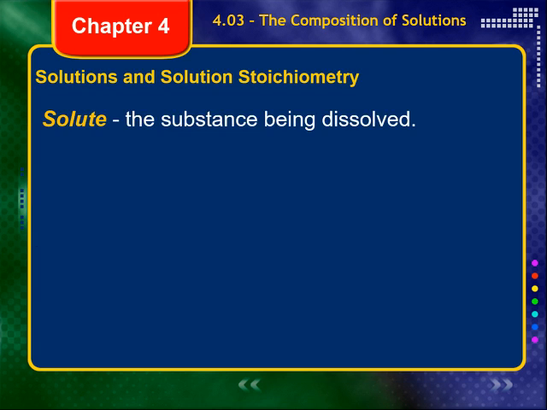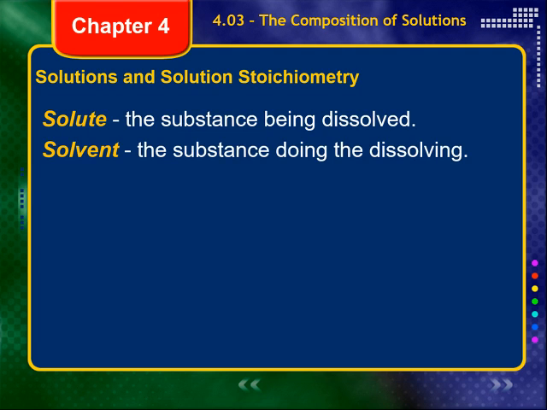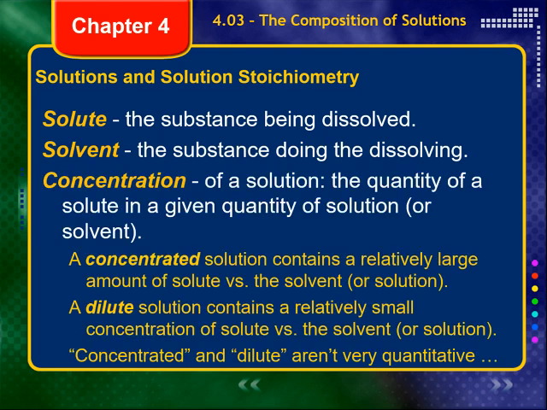All right, quick reminder. Solute, it's the substance being dissolved. Solvent is the substance doing the dissolving. Concentration is the new thing here. The concentration of a solution is the quantity of the solute, the stuff being dissolved, in a given quantity of solution or solvent. So we actually have to have two pieces of information to calculate this: the amount of solute and the amount of solvent. So a concentrated solution contains a relatively large amount of solute versus solvent, meaning there's a lot of the solute per solvent. A dilute solution contains a relatively small concentration of the solute versus how much of the solvent you have.